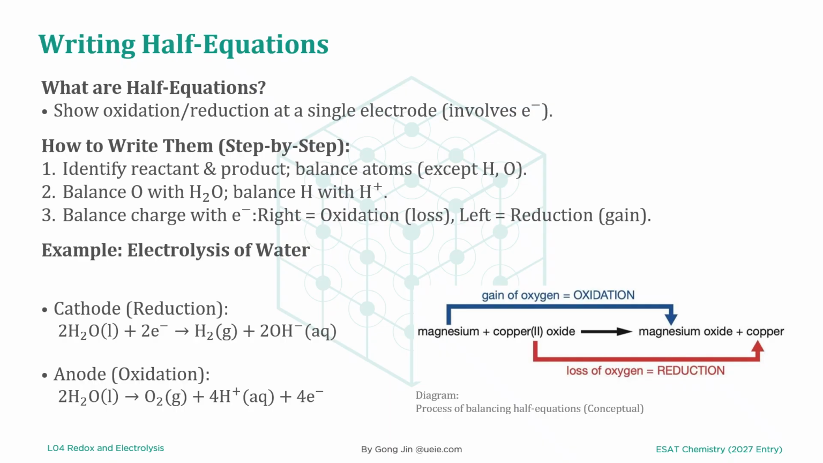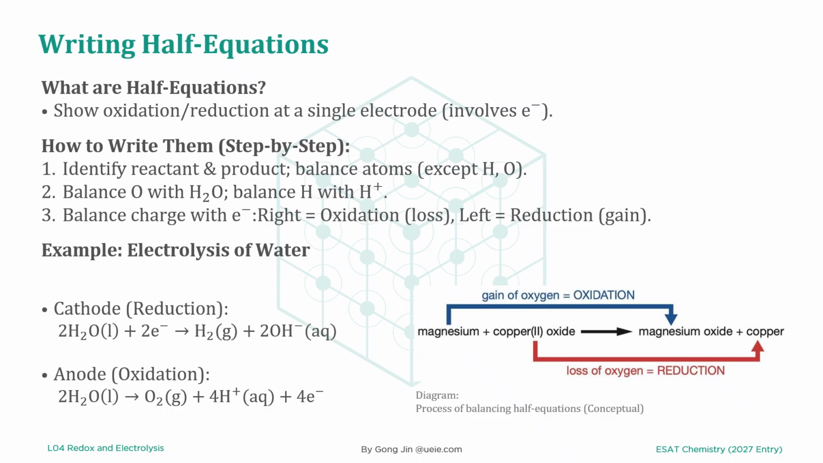Now, let's learn how to write half equations. These show exactly what's happening at each electrode, including the electrons. Here's a step-by-step method. First, identify what's reacting and what's being produced.